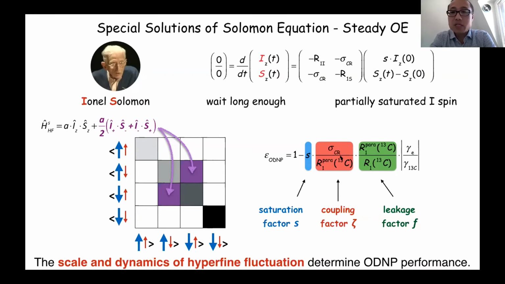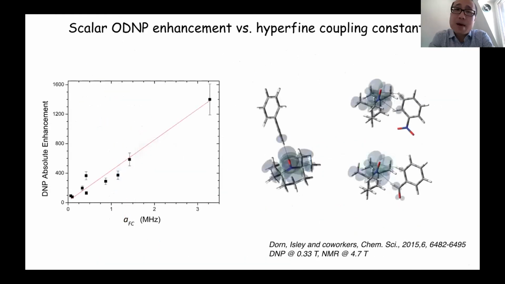So from the previous slides, you may already understand that the cross-relaxation rate, of course, is determined by the hyperfine interaction between the electron spin and nuclear spin. And here we dissected these two aspects: the scale or magnitude and the dynamics of the hyperfine interaction are very important to determine the cross-relaxation rate and the performance of Overhauser DNP. So let's take a look at the magnitude of the hyperfine interaction first.